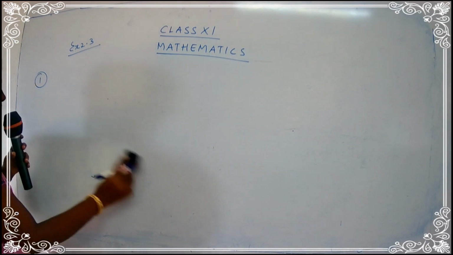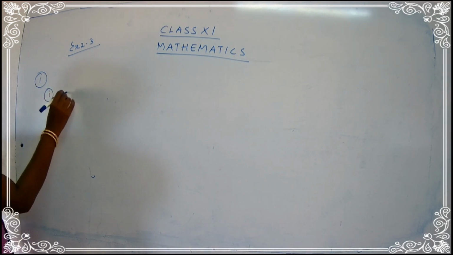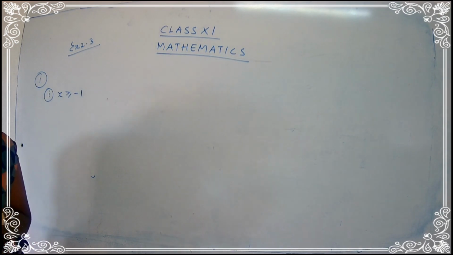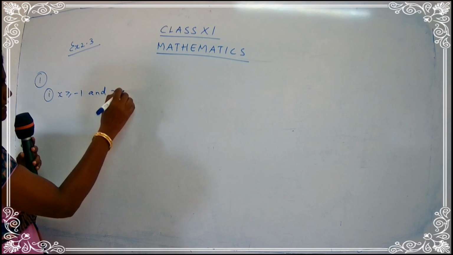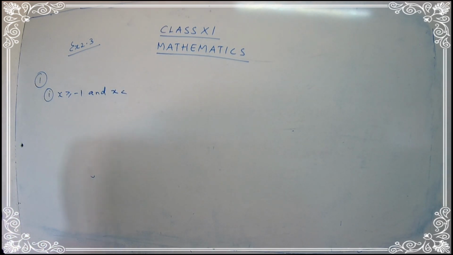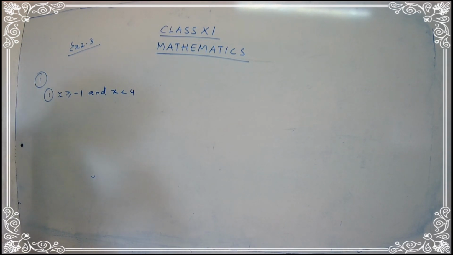I hope you have taken the question. Take down the first subpart. Take down the first subpart. x is greater than or equal to minus 1 and x is less than 4. What about the inequality? x is greater than or equal to minus 1 and x is less than 4.